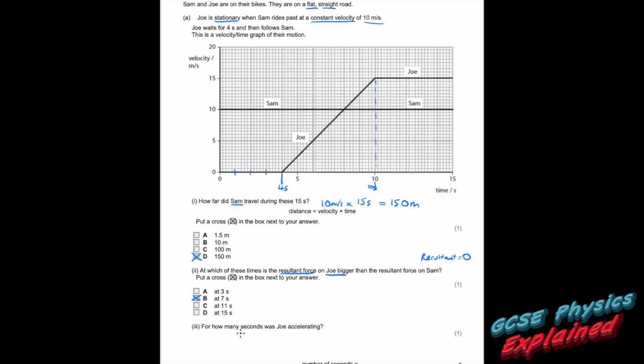Part 3. For how many seconds was Joe accelerating? Oh well, between 4 and 10, so that was 6 seconds.